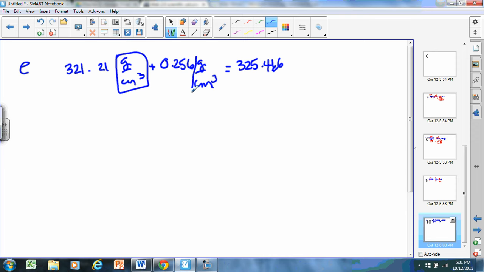This and this are the same units. You can only add and subtract if they have the same unit, and the unit doesn't change. Just like 5x plus 2x is 7x, the x doesn't change.